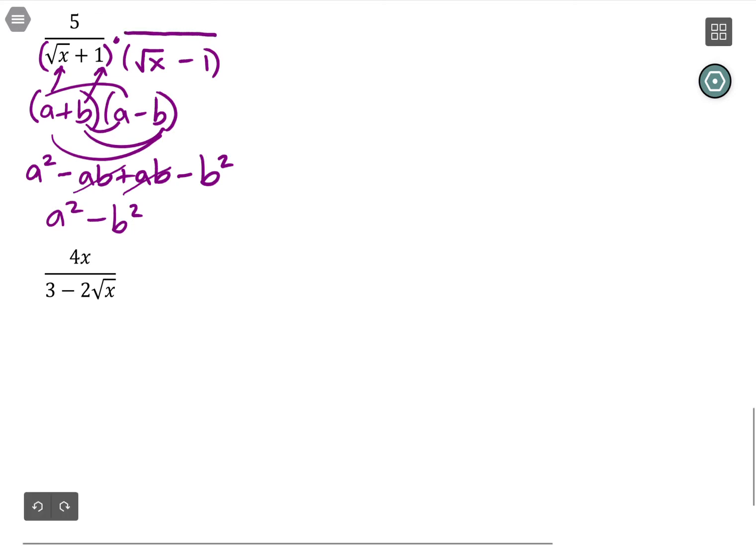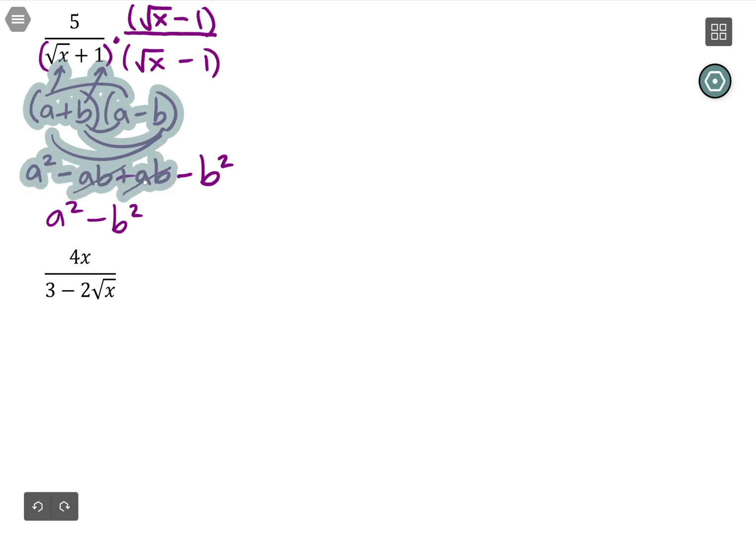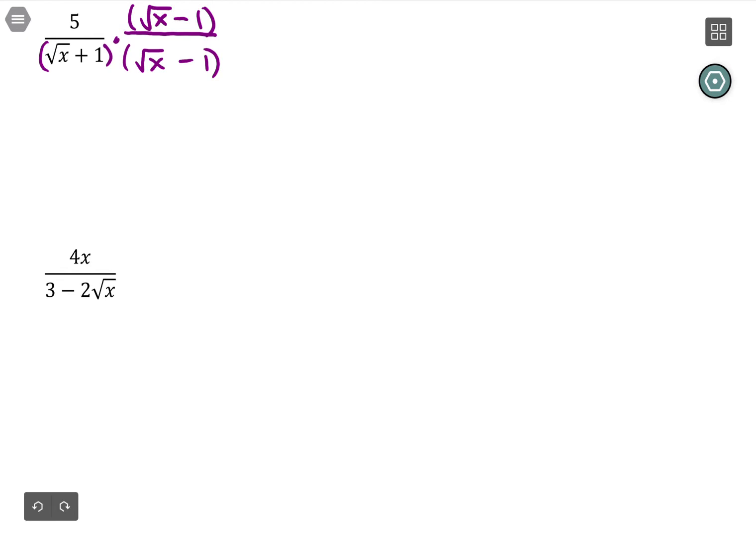And just so that you can really see it in action and know what's going on, I recommend going to the trouble of FOILing that out and not just memorizing this a squared minus b squared business, at least for a little while. At some point, you can say, okay, I see what happens, I get it, and quit doing that. But at first, I would say, okay, what happens here?